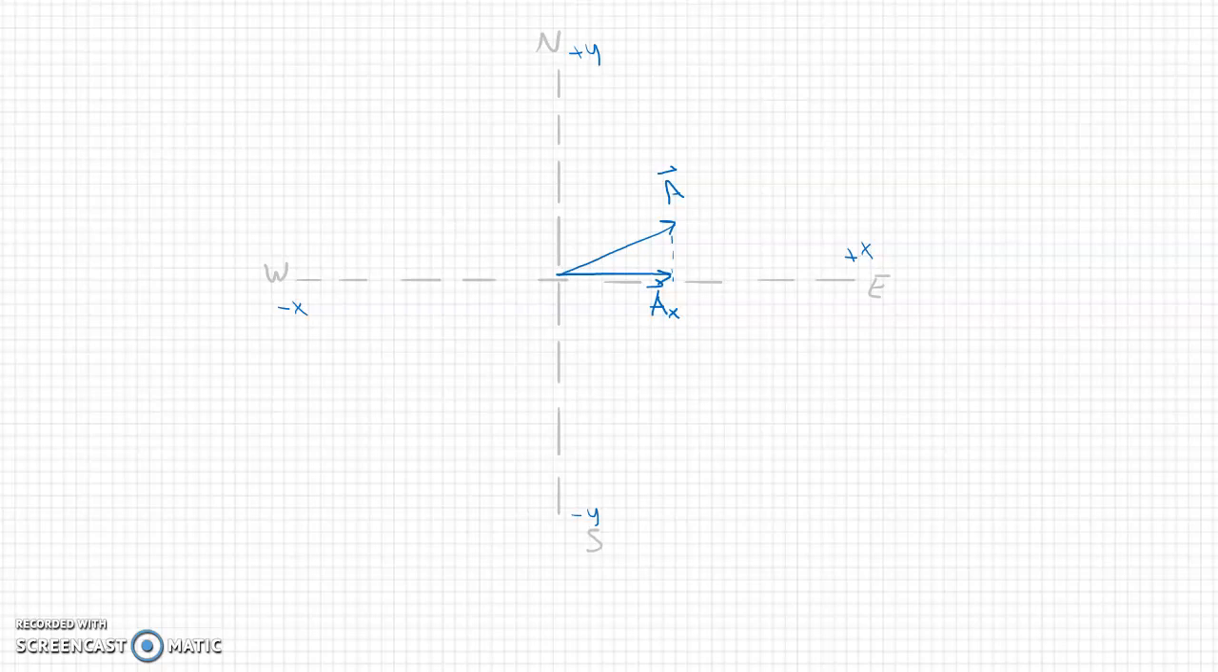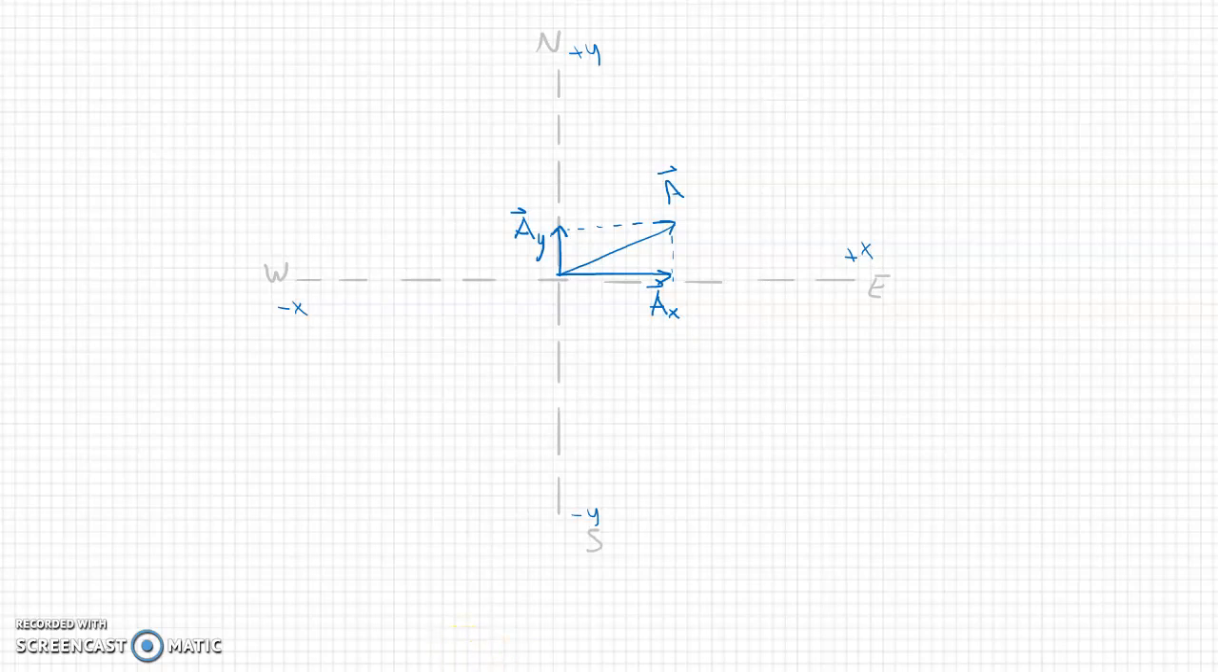And likewise, the Y component is going to be drawn like this. I'm going to draw a line over here, and I'm going to draw the component in. It's hard for me to draw a vertical line on my pad here, but basically it's going to look something like this. This will be called the Y component of the vector A.